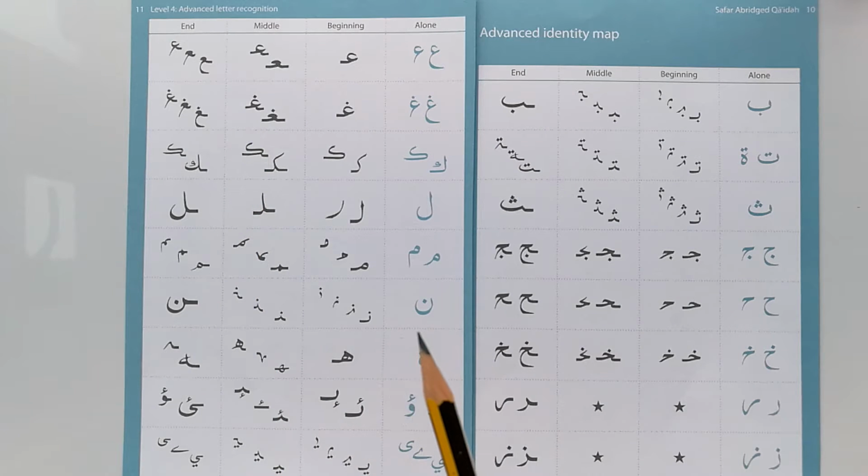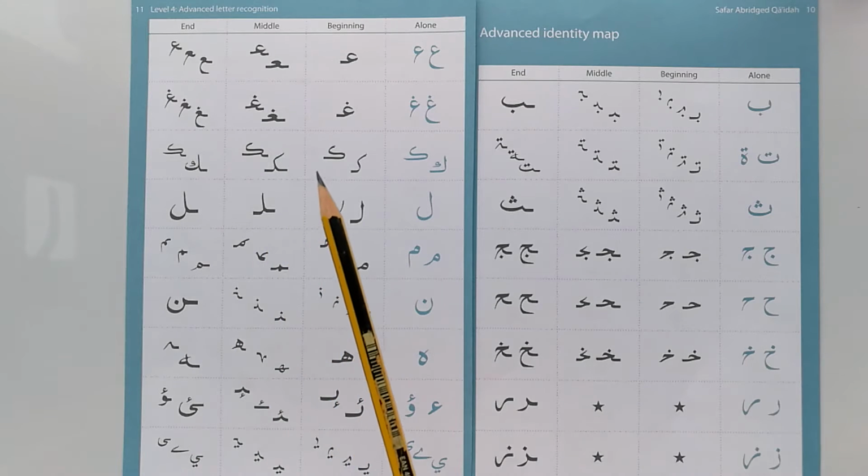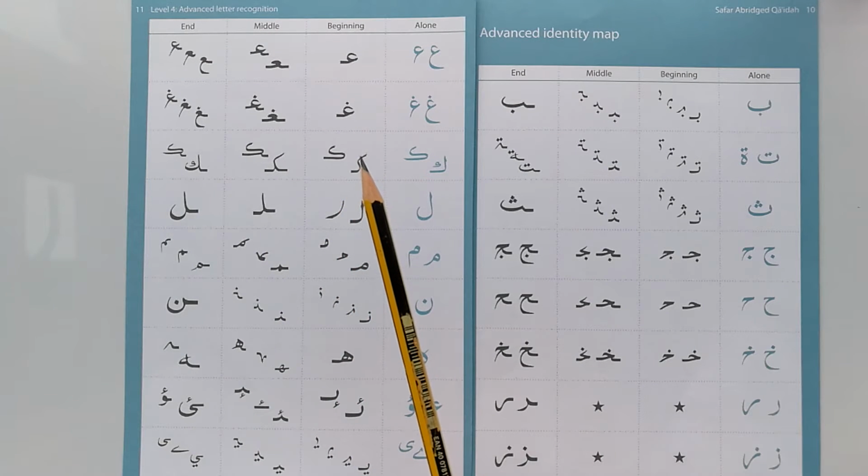Again, just a quick point, a side note really. These two pages are really good as references. So when you're going through the Qa'idah and you get to a letter or shape or a symbol that you're not quite sure what's going on, you can go back and have a look at the identity maps, and that's one of the really good things about the Safar Qa'idah, that it has these extra supplementary pages that really help you out when you're stuck and you're trying to work out the different letters. Okay, that's a side note over.